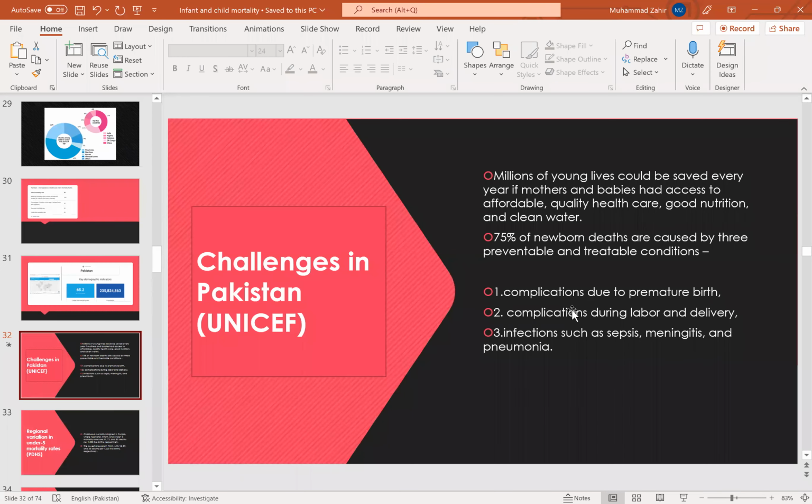Challenges in Pakistan. Millions of young lives could be saved every year if mothers and babies had access to affordable, quality healthcare, good nutrition, and clean water. 75% of newborn deaths are caused by 3 preventable and treatable conditions, which include complications due to premature birth, complications during labor and delivery, and infections such as sepsis, meningitis, and pneumonia.